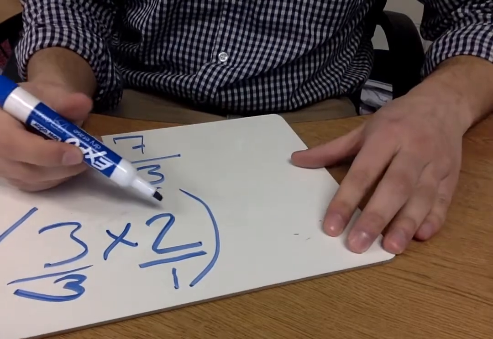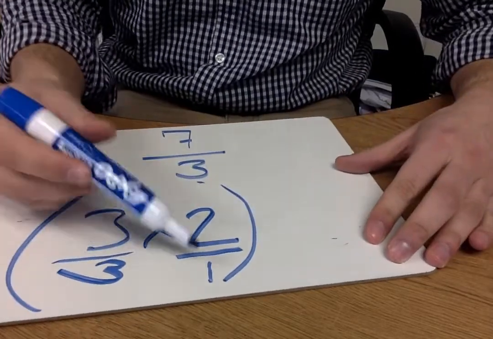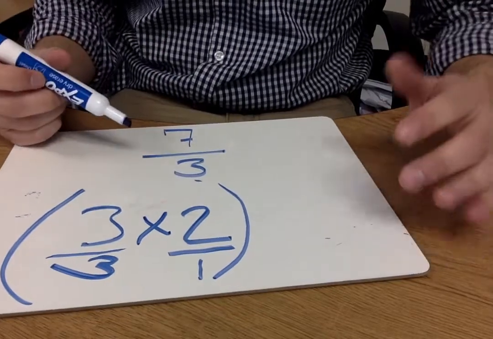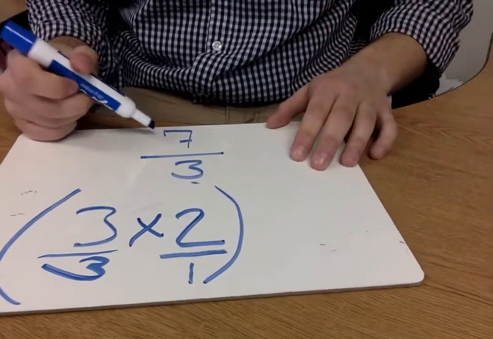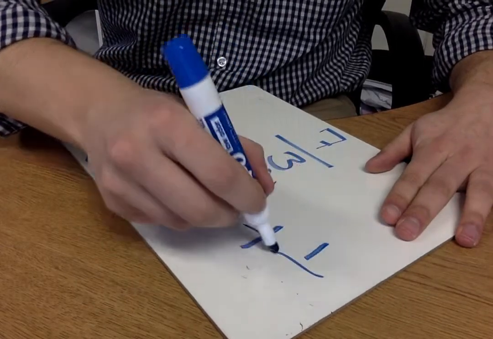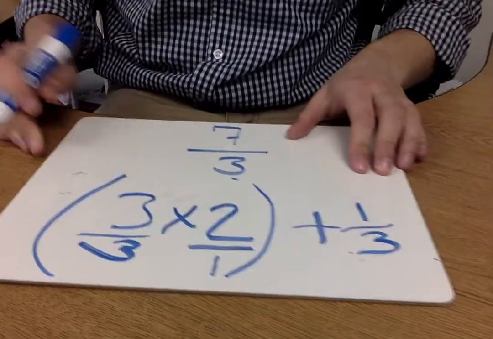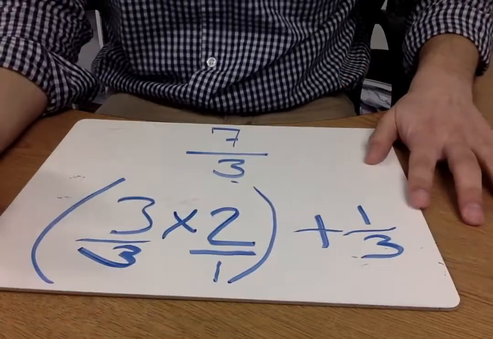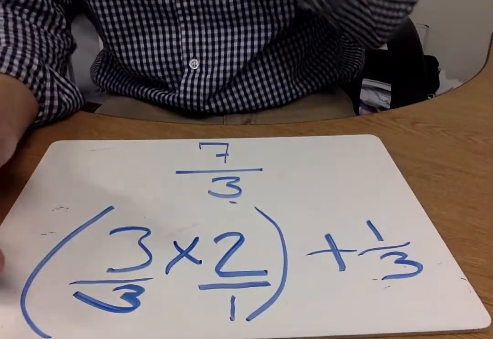So 3 times 2 makes 6. 3 multiplied by 1 is 3. We have our 6/3, and then we need to add what's left over, which in this case is that 1/3 from before. So we can use both multiplication and a number bond to show our thinking.